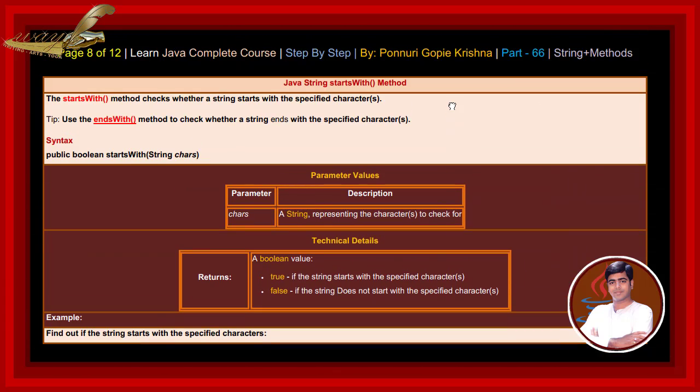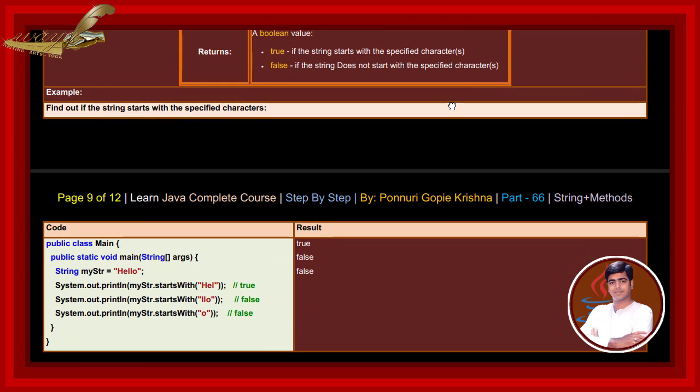Java string startsWith method. The startsWith method checks whether a string starts with the specified characters. Use the endsWith method to check whether a string ends with the specified characters. Syntax: public boolean startsWith(String chars). Parameter: chars, a string representing the characters to check for. Technical details: a boolean value, true if the string starts with the specified characters, false if the string does not start with the specified characters. See the example: find out if the string starts with the specified characters. If we write and execute this code, the output result returns true, false, false.